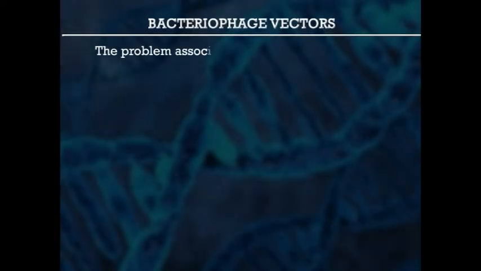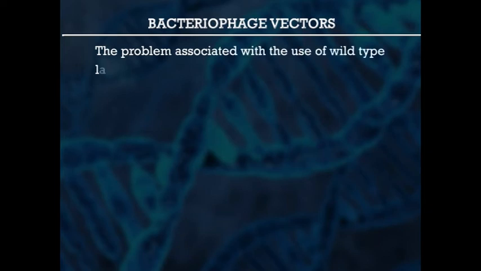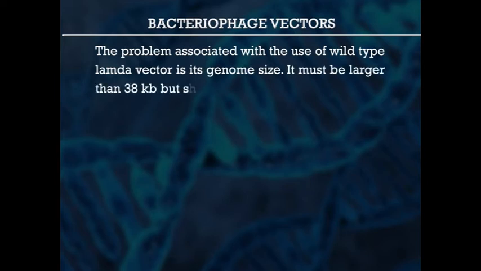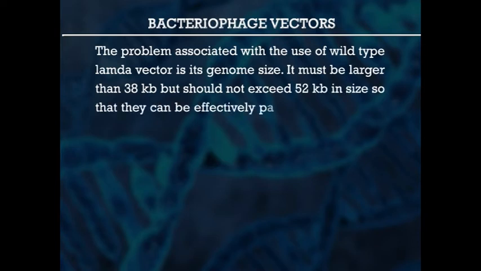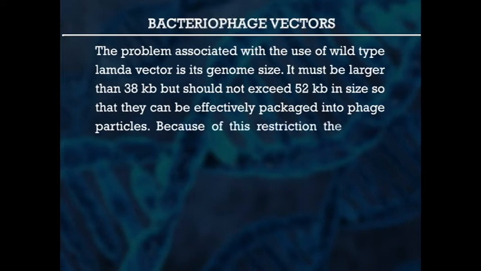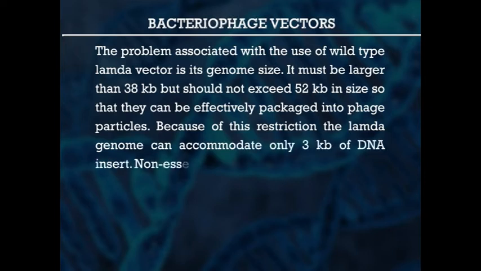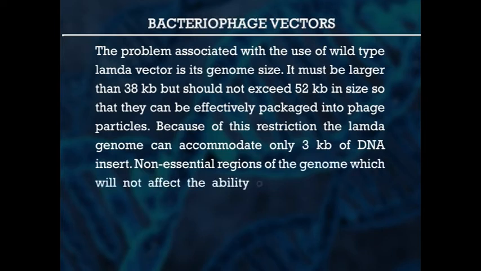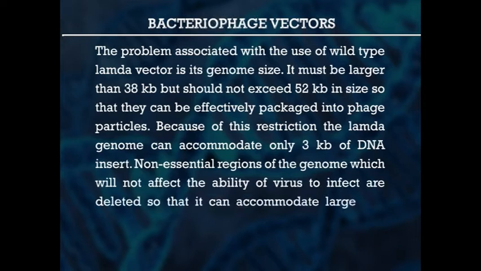The problem associated with the use of wild-type lambda phage is its genome size. It must be larger than 38 kilobases but should not exceed 52 kilobases in size so that it can be effectively packaged into phage particles. Because of this restriction, the lambda genome can accommodate only 3 kb of DNA insert. Non-essential regions of the genome which will not affect the ability of the virus to infect are deleted so that it can accommodate large-size DNA inserts.